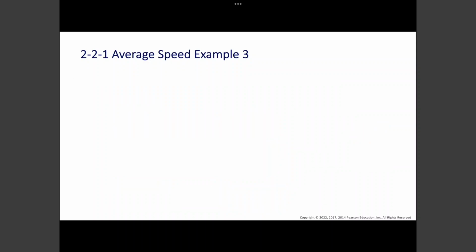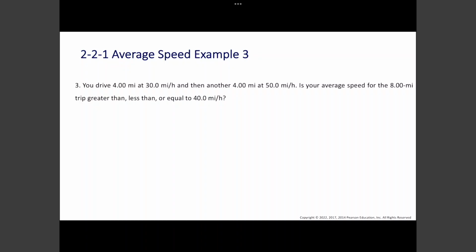One more example. You drive 4.00 miles at 30.0 miles per hour and then another 4.00 miles at 50.0 miles per hour. So the question is: is your average speed for the 8.00 miles trip greater than, less than or equal to 40.0 miles per hour? First we will picture the problem.